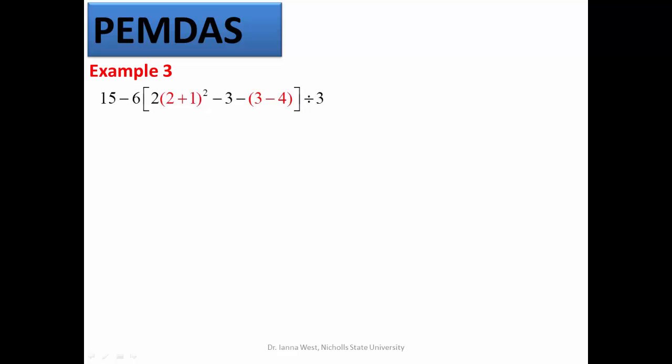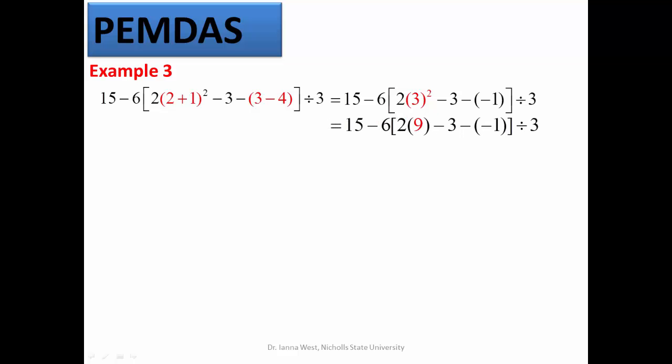So we will find 2 plus 1 and 3 minus 4 before we evaluate anything else. 2 plus 1 is 3, and 3 minus 4 is negative 1. Notice also inside of the braces we have an exponential. We must evaluate 3 raised to the second power before we do anything else. When you raise a number to the exponent 2, that just means you multiply the number times itself. In this case, you would just multiply 3 times 3, which will give us 9.